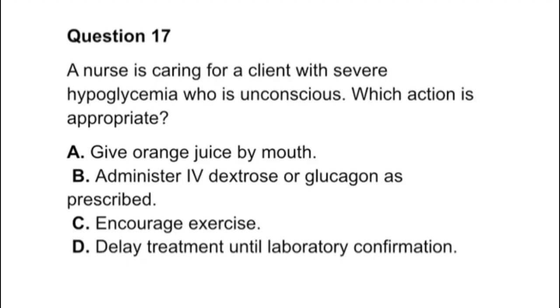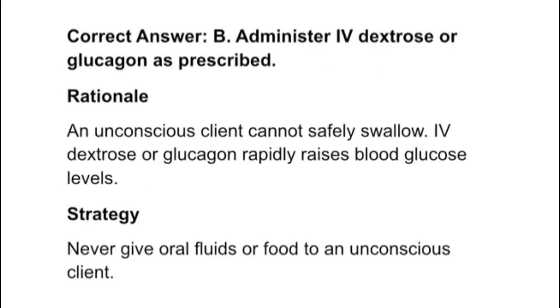Question 17. A nurse is caring for a client with severe hypoglycemia who is unconscious. Which action is appropriate? A. Give orange juice by mouth. B. Administer D50 dextrose or glucagon as prescribed. C. Encourage exercise. D. Delay treatment until laboratory confirmation. Correct answer, B. Administer dextrose or glucagon as prescribed. Rationale. An unconscious client cannot safely swallow. Dextrose or glucagon rapidly raises blood glucose levels. Strategy. Never give oral fluids or food to an unconscious client.